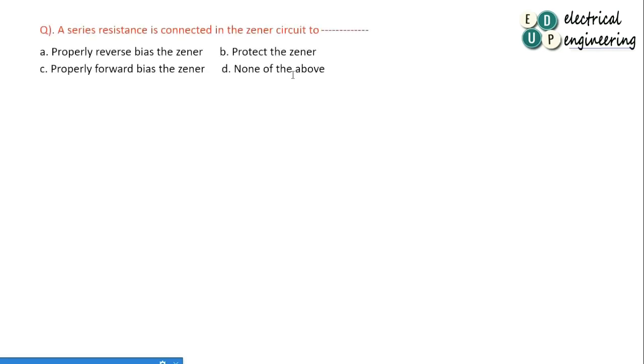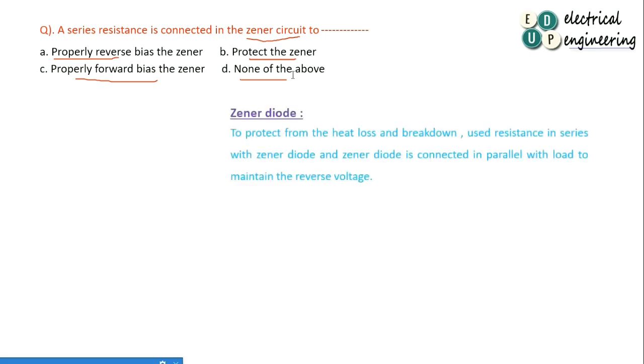Now comes the next question. A series resistance is connected in a Zener circuit to. The options are properly reverse bias the Zener, properly forward bias the Zener, protect the Zener, or none of the above. We know that a Zener diode is specially designed to operate in the reverse biased condition. It operates when the reverse voltage is equal to the Zener diode voltage.